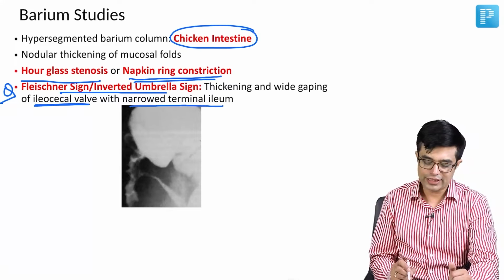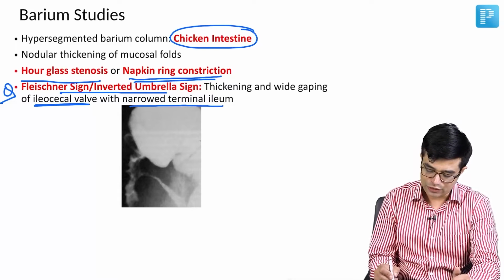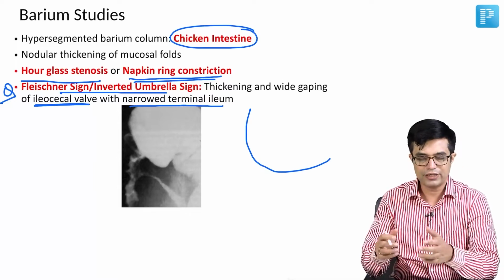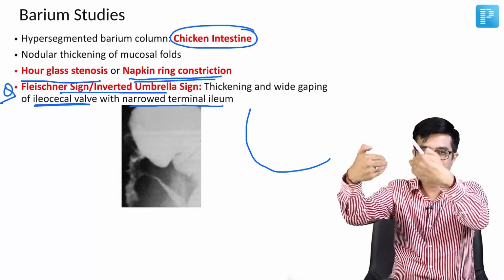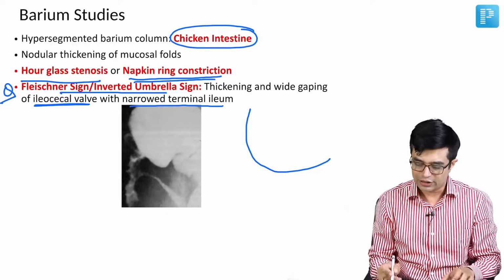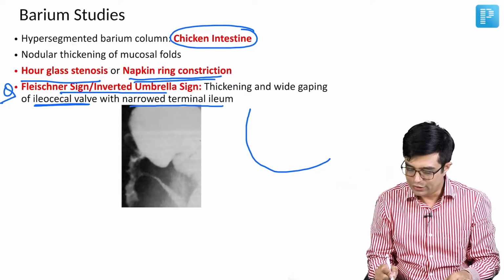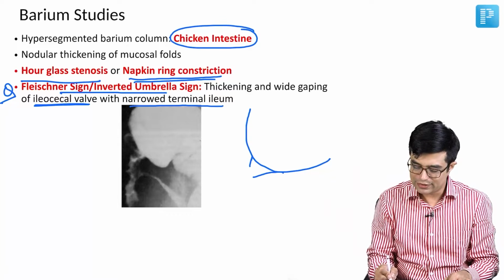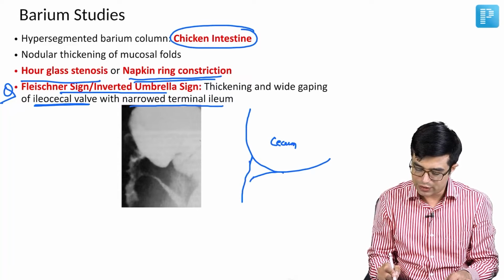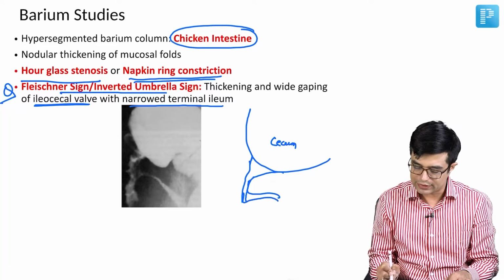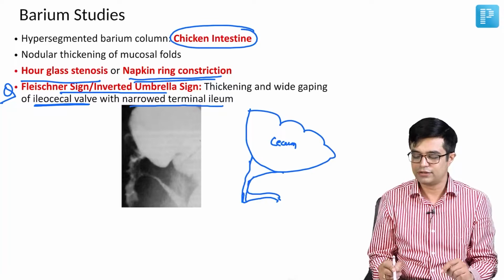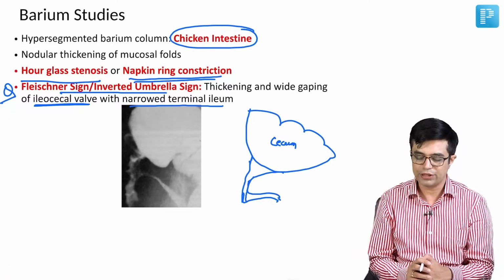So a Fleischner sign is shown something like this. It looks like a large umbrella which has opened up and inverted. You know, when there is a storm and you are walking with an umbrella, it gets inverted inside out, and you are trying to hold it against the storm. So there is the wide gaping ileocecal wall which is present here, and this is the dilated cecum which you will find, and there will be a narrowed terminal ileum going like this. So this type of appearance is called inverted umbrella sign. It looks like an inverted umbrella, so we call it inverted umbrella sign.